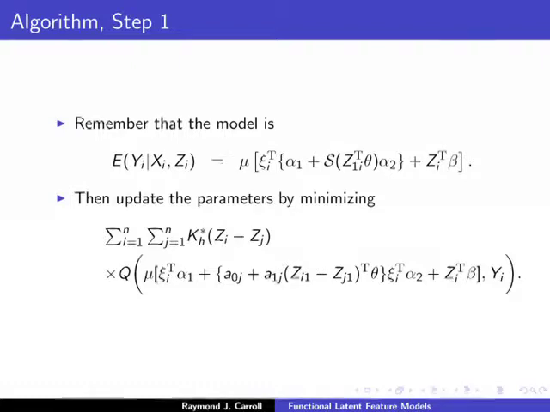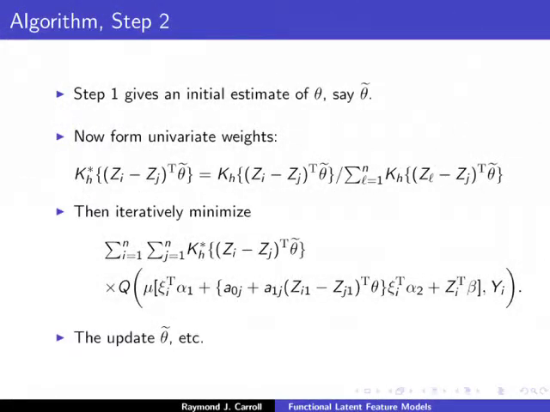And then finally, after I've gotten an initial estimate of theta, I'm going to use univariate weights based on the single index in the obvious way, z transpose theta and zj transpose theta. And I'll do an iterative maximization of the function and the parameters by minimizing that quantity, update theta, and continue. In the algorithm, theta is fixed here, and everything else is estimated, get a new theta, etc. So it's a simple quasi-likelihood, iterative backfitting type of method. It's not a profile likelihood approach.